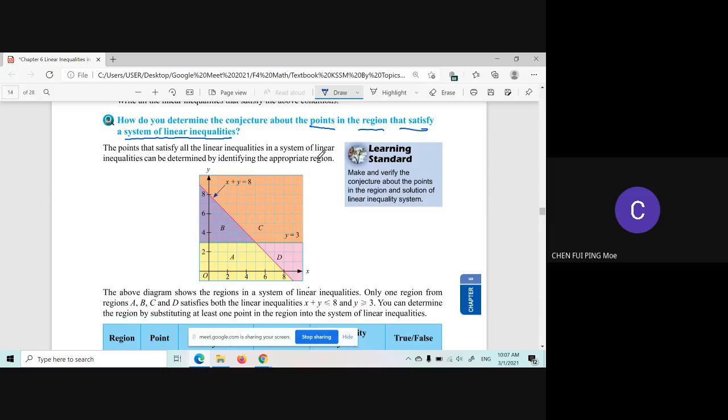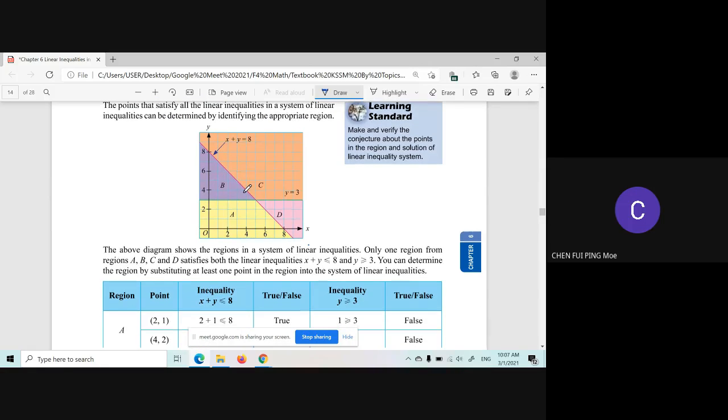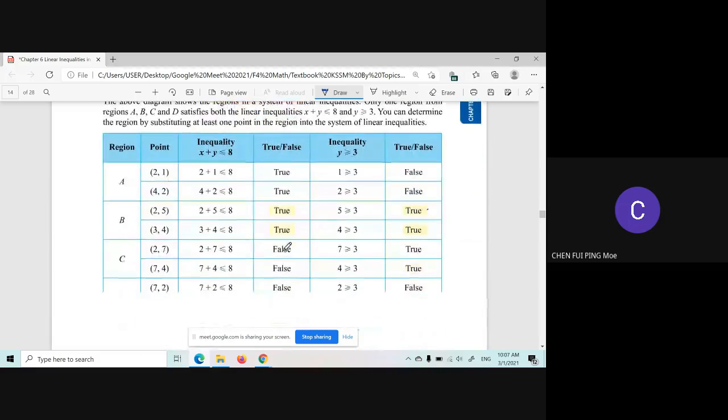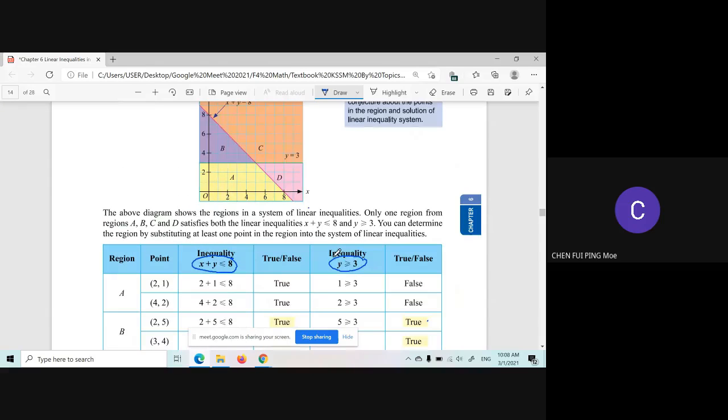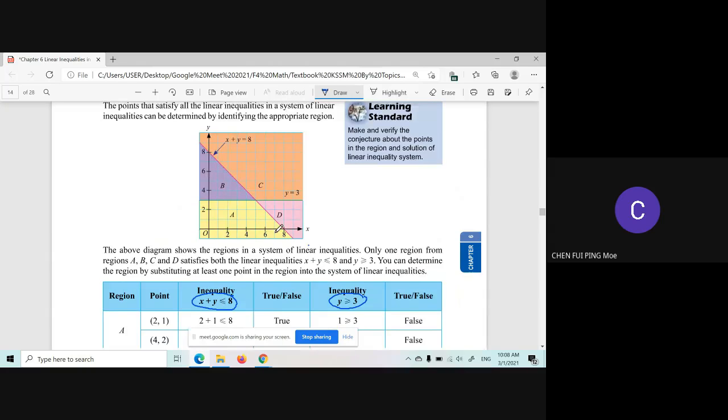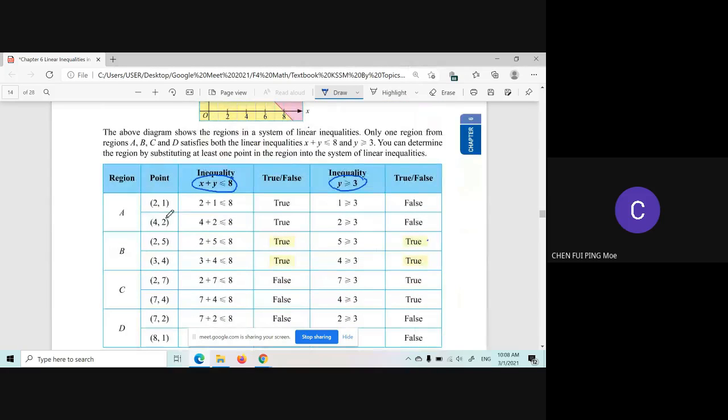Previously there was only one inequality. Now you have more than one. So look at this example. We have two inequalities: x plus y less than or equal to 8, and y greater than or equal to 3. Determine whether the given point satisfies them or not. They give you a coordinate, so you make a table like this and substitute the values.